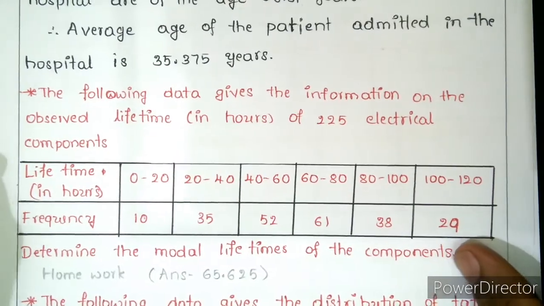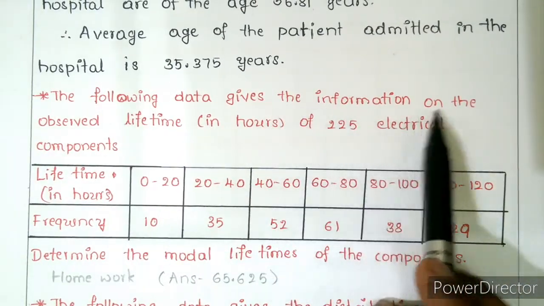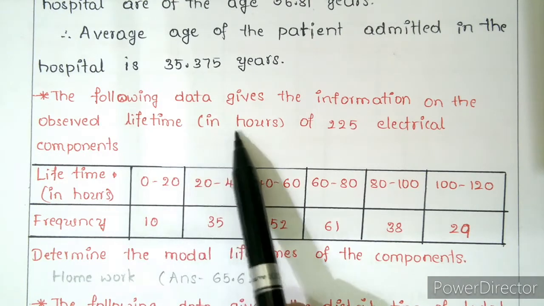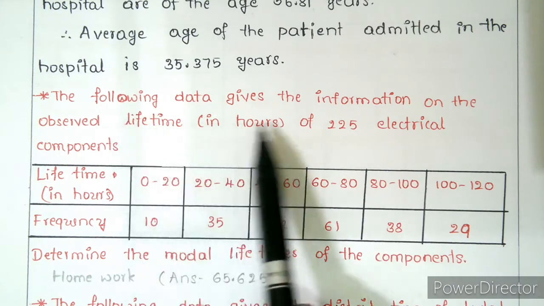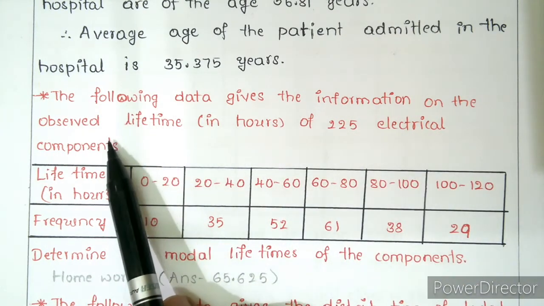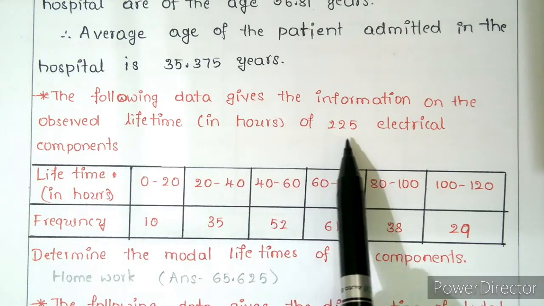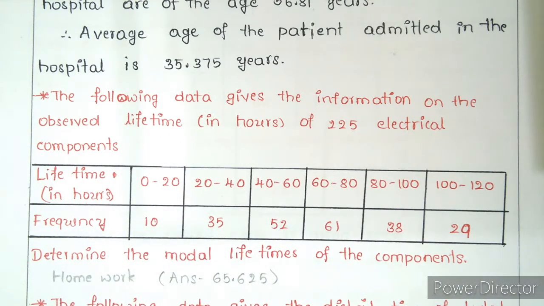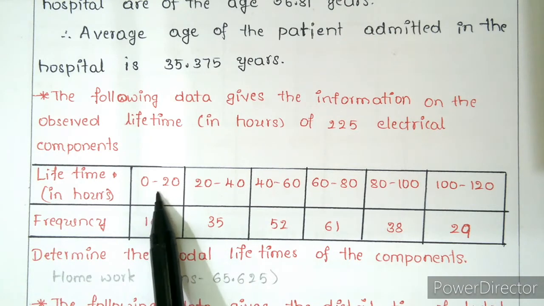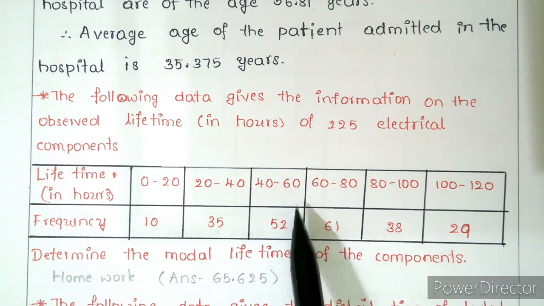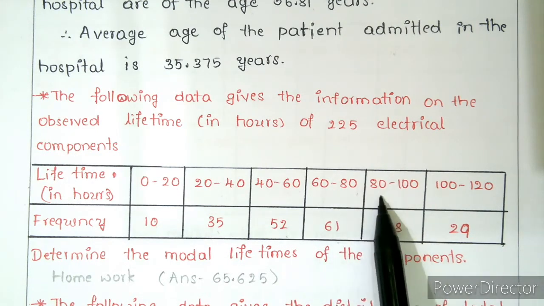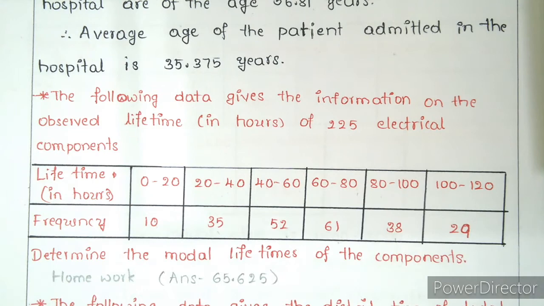Okay, next. The following data gives the information on the observed lifetime in hours of 225 electrical components. First, lifetimes in hours: from 0 to 20 hours there are only 10 electrical components, 20 to 40 you have 35, 40 to 60 you have 52, 60 to 80 you have 61, 80 to 100 you have 38, and 100 to 120 you have 29. So determine the modal lifetime of the component.